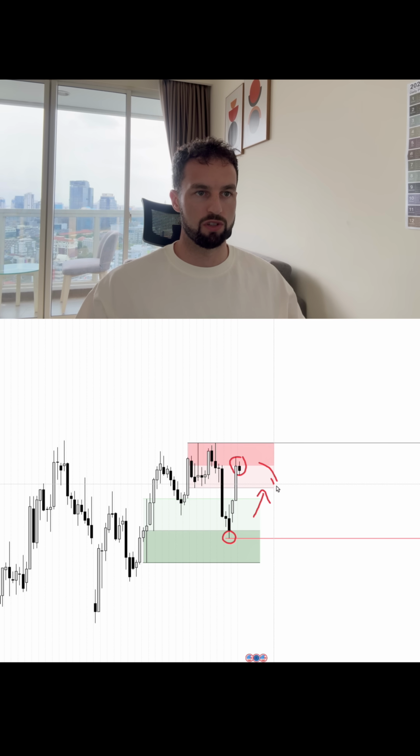Now the most important thing is that when we zoom into the lower time frames, we want to look for continuation structures away from these locations so that we don't just trade random points within the market. Price is actually showing us that it wants to move in that direction. Really important.